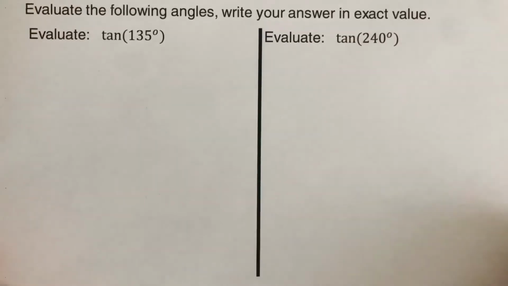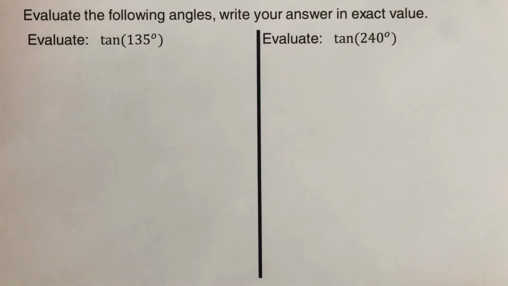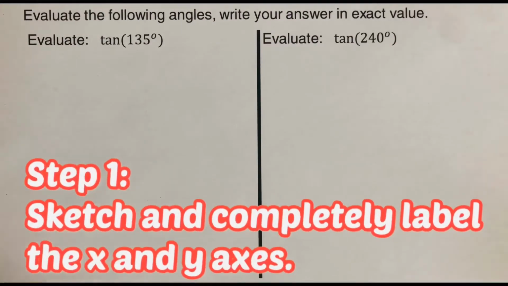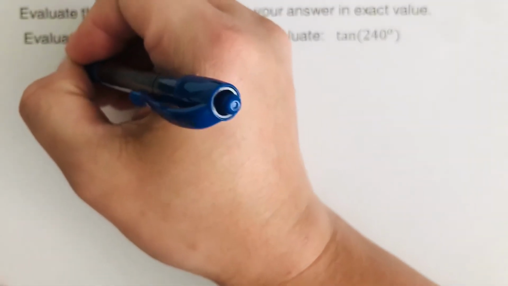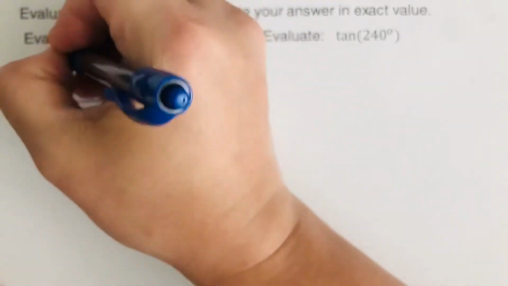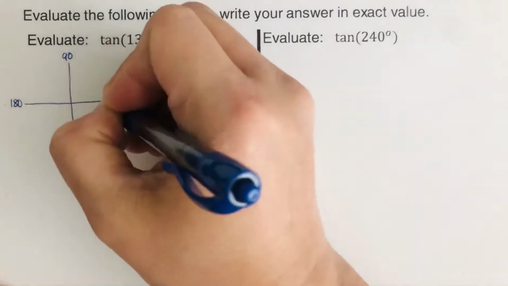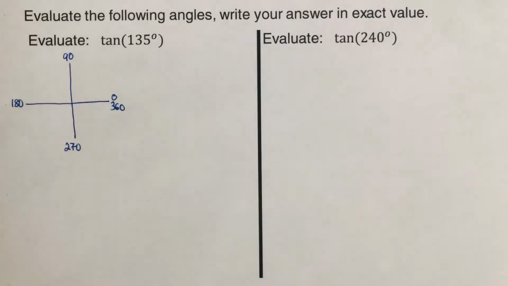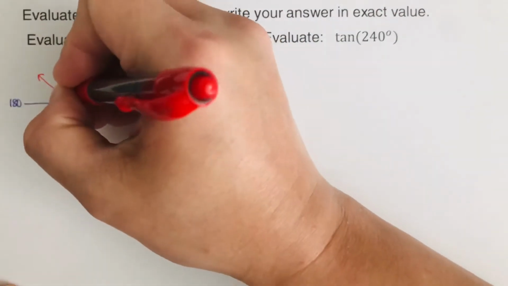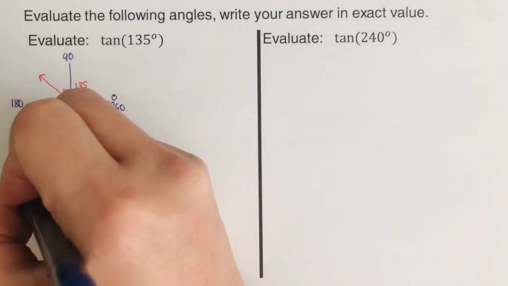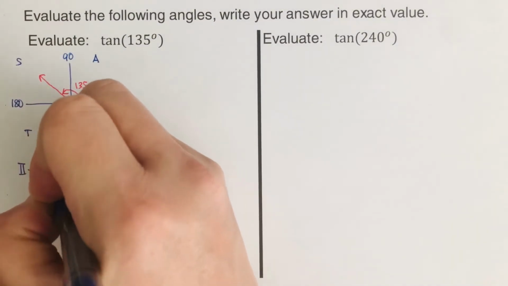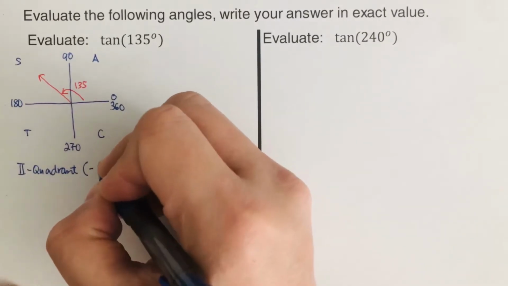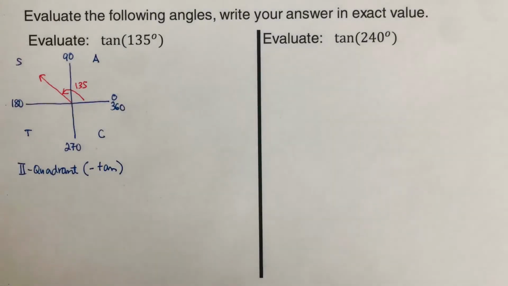Now let's move on to the next example right here. So we are supposed to evaluate tangent 135. Again, we follow the same steps. The first step is to draw the x and y axis, and we label it completely. So I'm going to draw that up here. Okay, so I labeled it completely.